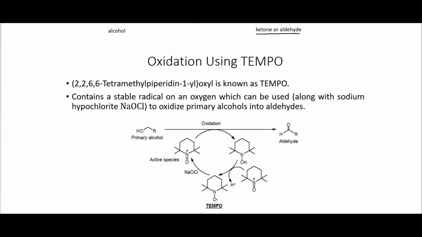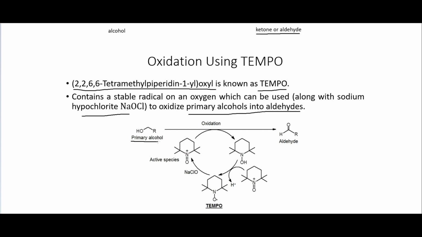There is also oxidation using what's called TEMPO, which is this long molecule right here. So it's usually just called TEMPO, and it contains a stable radical on an oxygen, which can be used along with sodium hypochlorite to oxidize primary alcohols into aldehydes.